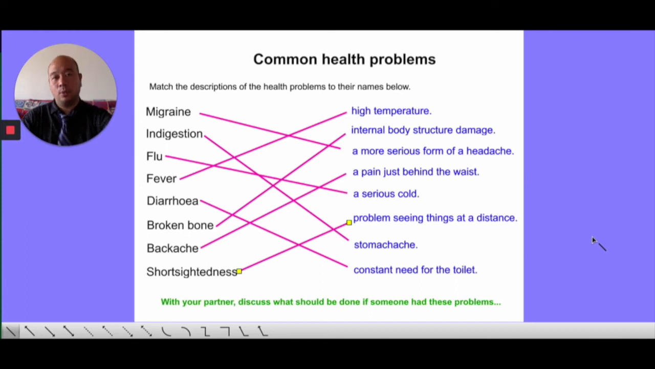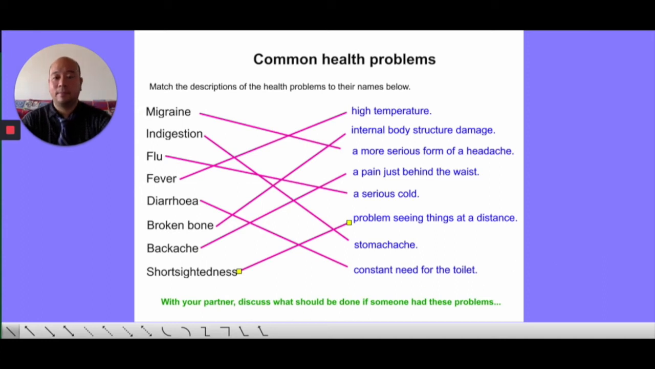So in other words, you are unable to see very far away without wearing glasses. Some people have the opposite condition where they cannot see very close, but they can see very far. We call this long-sightedness. Okay, so here are some different kinds of health problems. Now, if you are watching this in a group, just talk to your partner and discuss some of the things that you should do for each of these problems in order to get better.